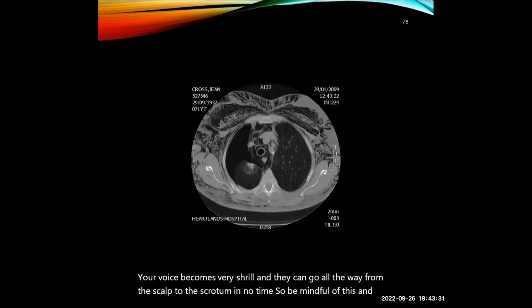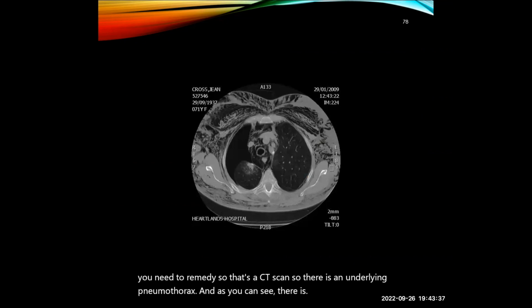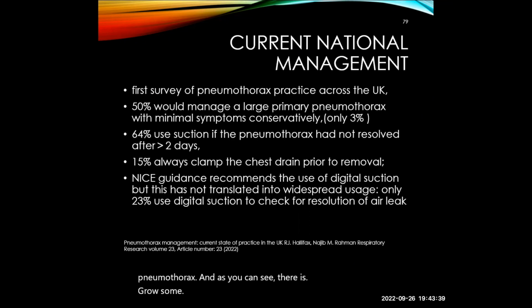So that's a CT scan. There is an underlying pneumothorax, and as you can see, there is gross surgical emphysema.